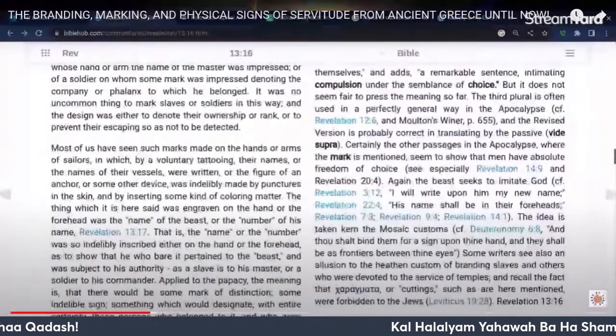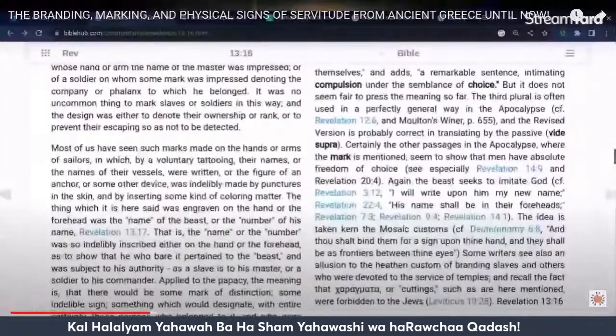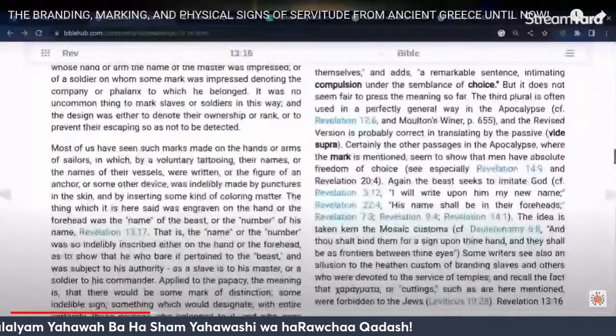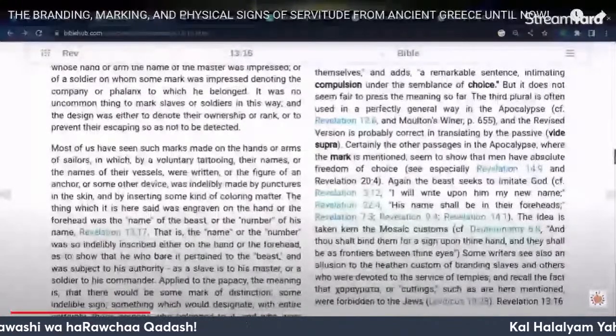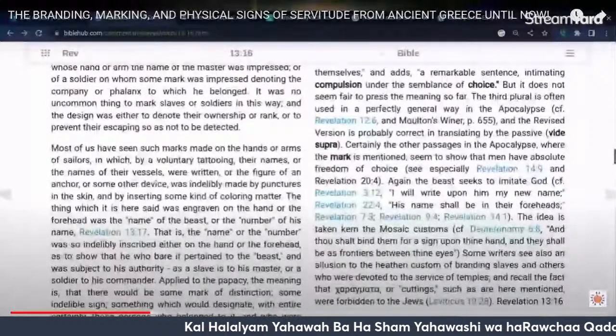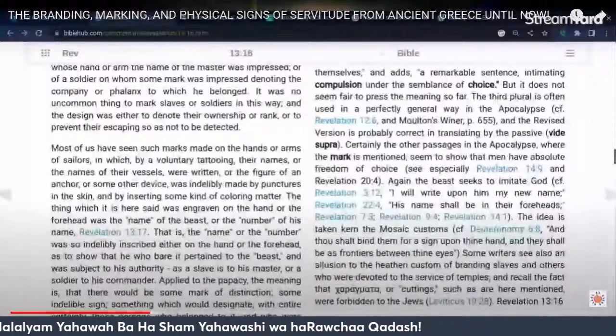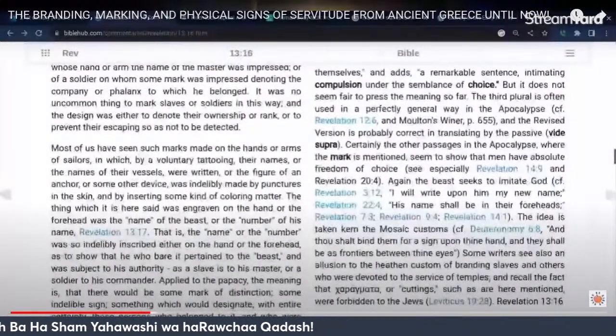Revelation 14. It says most of us have seen such marks made on the hands or arms of sailors, in which by voluntary tattooing their names or the names of their vessels were written, or the figure of an anchor or some other device was indelibly made by punctures in the skin, or by inserting some kind of coloring matter. The thing which it is here said was engraven on the hand or the forehead was the name of the beast or the number of his name. Revelation 13:17.